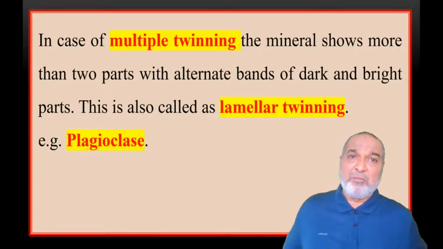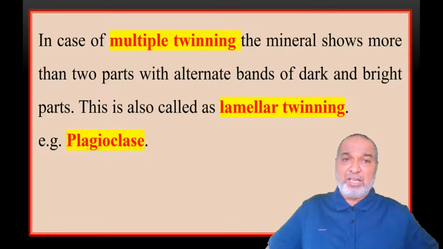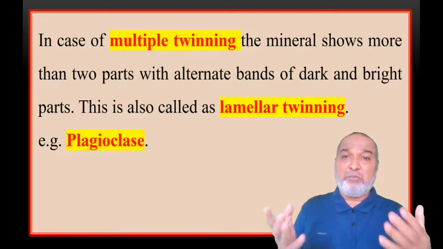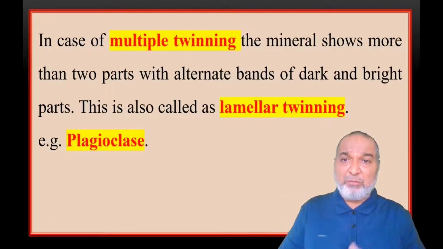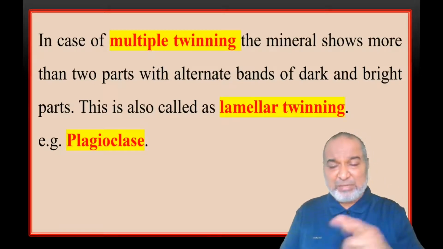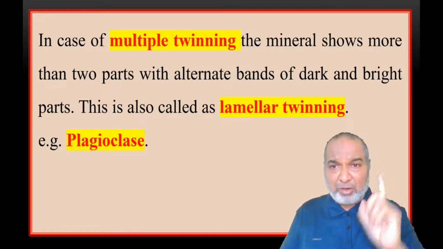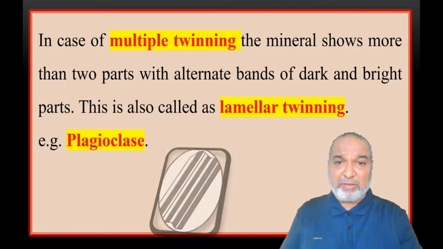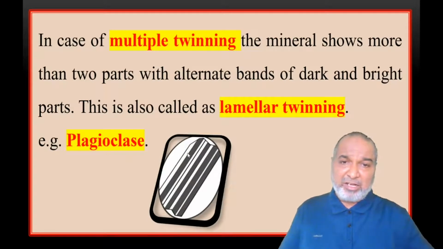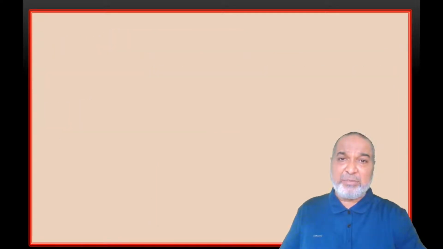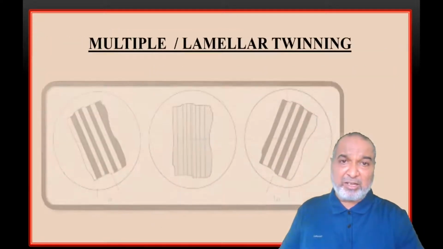Multiple twinning has more than two chambers. Alternately, they become dark and white. That is called lamellar twinning or multiple twinning, and this is the diagnostic property of plagioclase. Whereas simple twinning is the diagnostic property of augite. You can see here alternate dark and white lath-shaped mineral plagioclase, where if you rotate through 360 degrees, alternately they become dark and white. You can get the idea from this.